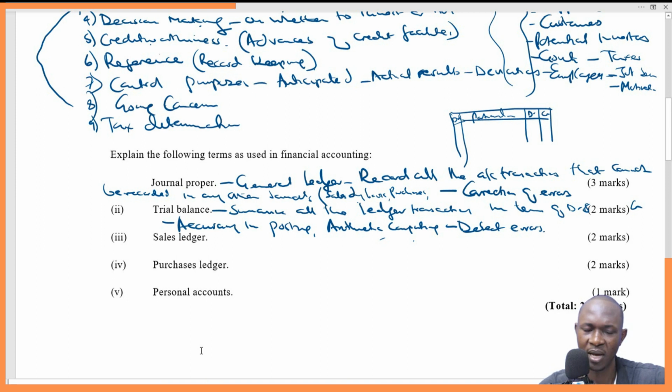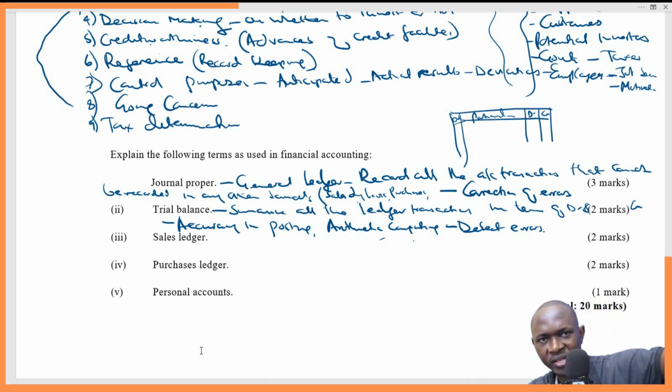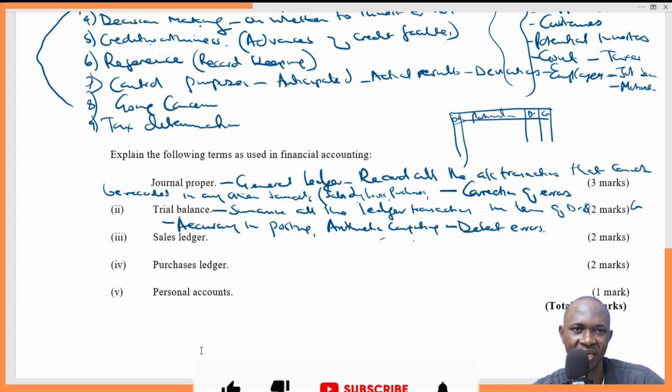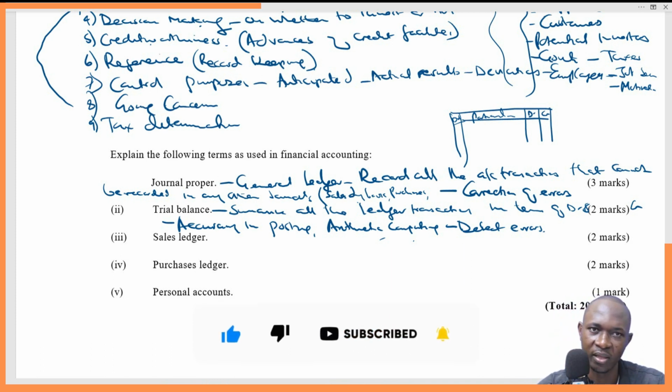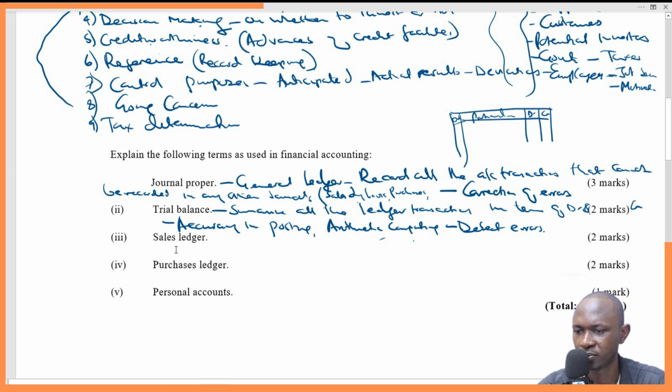So it's like a bridge between the ledger postings and the final books of accounts. Final books of accounts will be gotten from the adjusted trial balance. So trial balance basically is a tool that helps us now to move to the other side and be able to prepare the final books of accounts. A sales ledger.